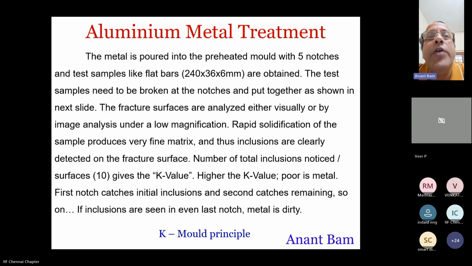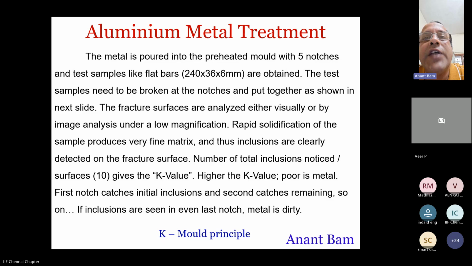The mold has 5 notches and the test samples are like flat bars. This is taken from the research paper itself, that's why it has all the dimensions. 240 by 36 mm by 6 mm thickness are obtained. The test sample needs to be broken at the notches and put together as shown in the next slide.